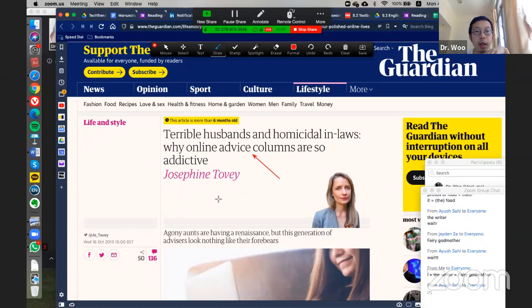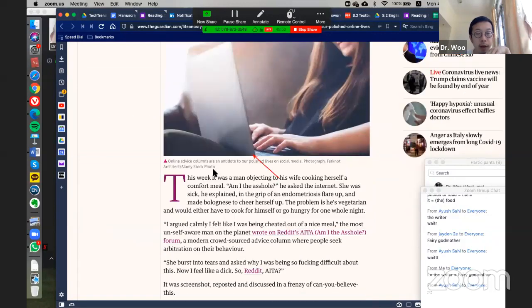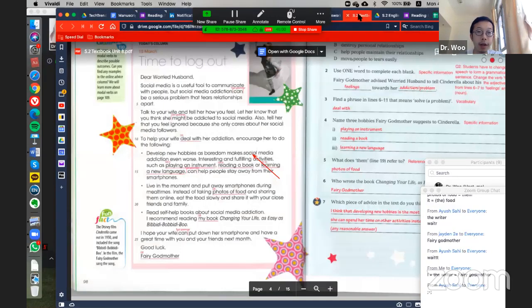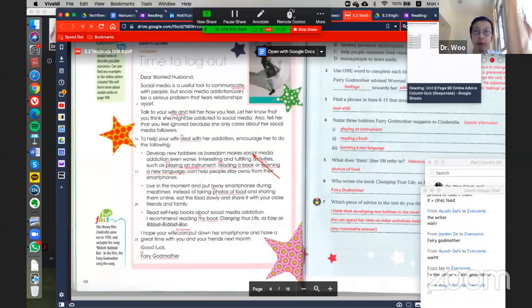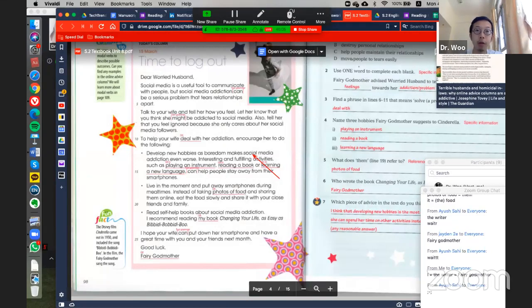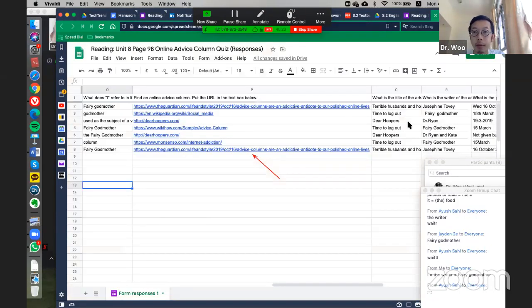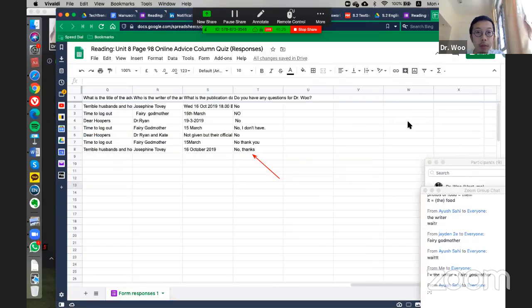When you read the article, as I skimmed it, this information here does not look like this information. It's different. So someone's a little confused as to what an online advice column is. They can't tell the difference between an article and an online advice column. Okay, nice try. Still, nice try.